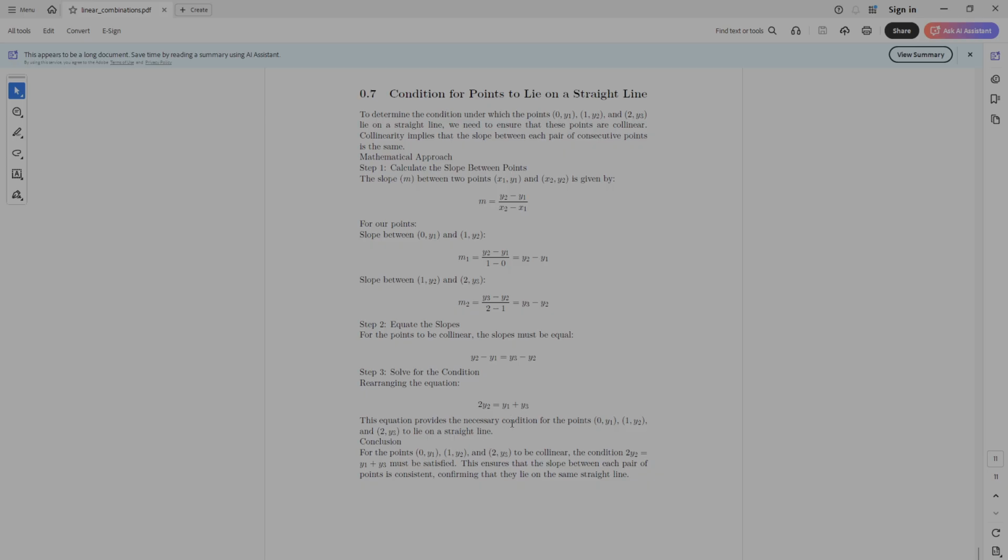This equation provides the necessary condition for the points (0, y1), (1, y2), and (2, y3) to lie on a straight line. This equation gives the condition on the three y values of the three points. When this condition is met, we have collinearity. This ensures that the slope between each pair of points is consistent, confirming that they lie on the same straight line.